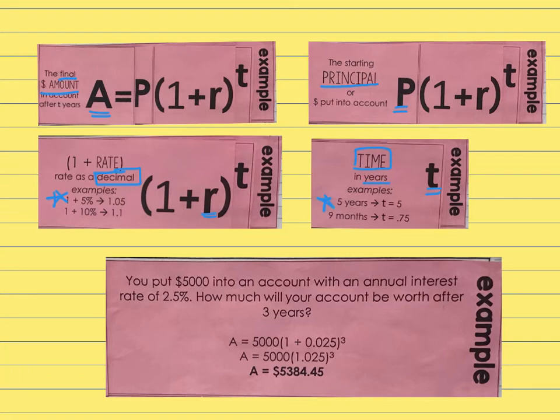They've done a different one for us this time. They did 5 years and 9 months. I would do 9 divided by 12, and that's why I get 0.75. Then at the bottom, there is an example.